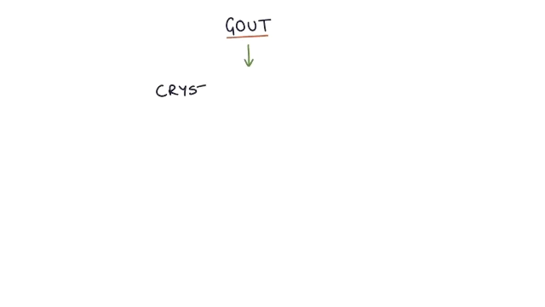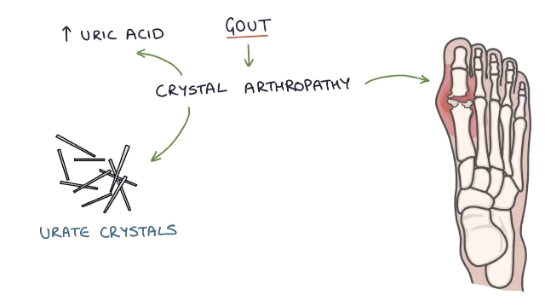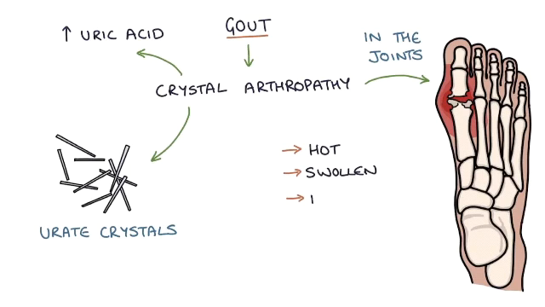Gout is a type of crystal arthropathy, which is associated with chronically high levels of uric acid in the blood. Crystal refers to the fact that urate crystals are what cause the problem, and arthropathy refers to the fact that the problem is in the joints. So what happens is urate crystals are deposited in the joint, and this causes the joint to become hot, swollen, and painful.